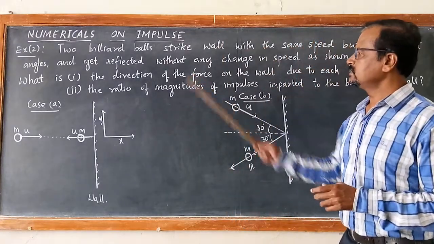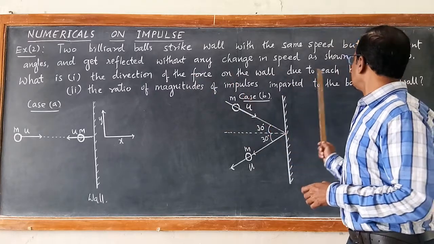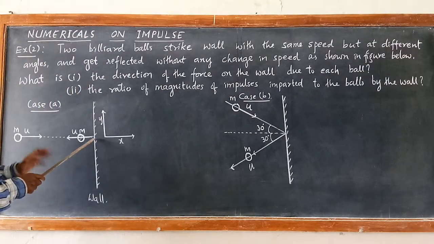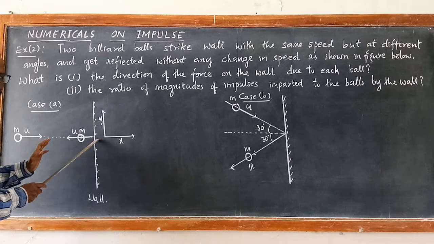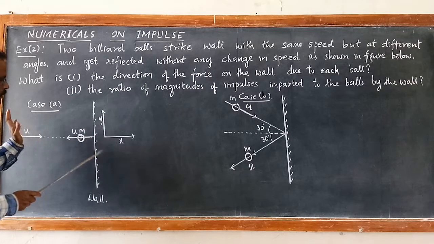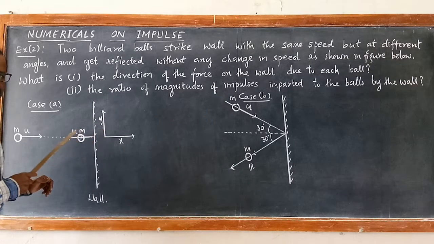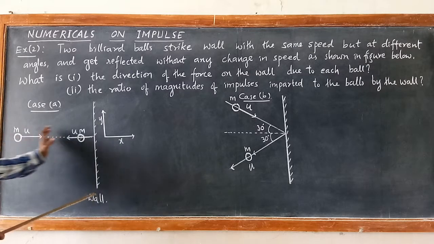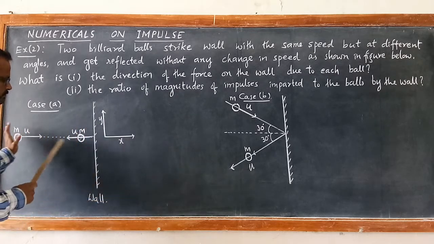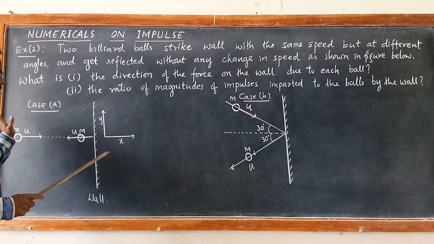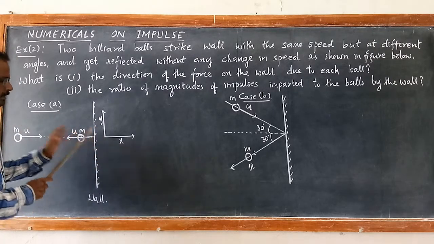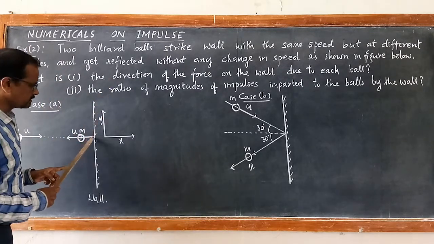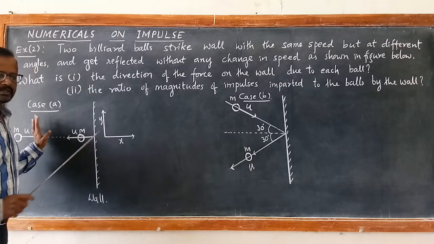Okay, first let us see the direction of force on the ball due to each ball. When the ball hits the ball, the force on the ball due to the ball is normal. Normal means perpendicular to the ball in the first case. Because the ball is coming along the normal direction, and when it hits the ball, the ball experiences a force. So the force on the ball is along the x-axis, perpendicular to the ball in the first case.